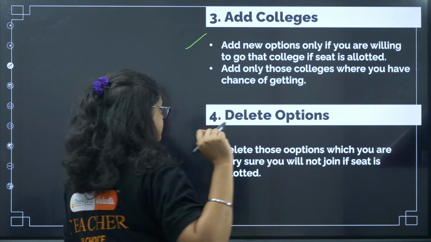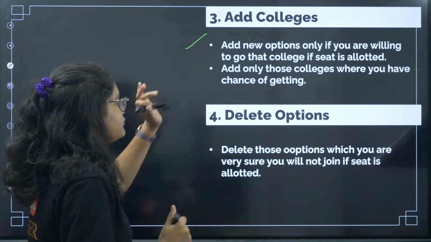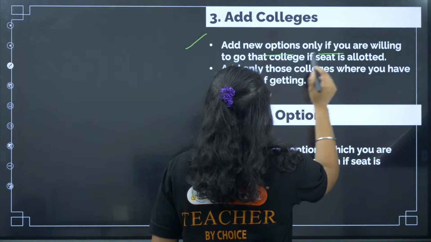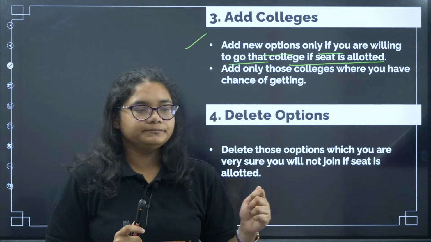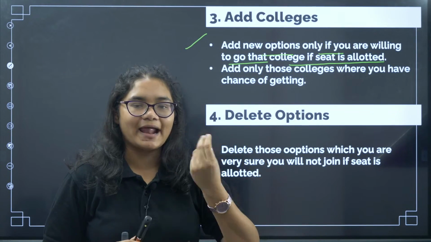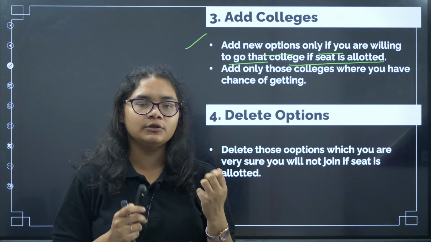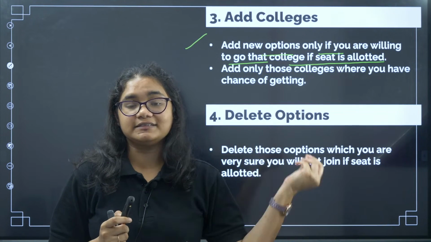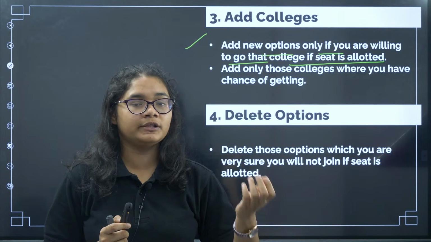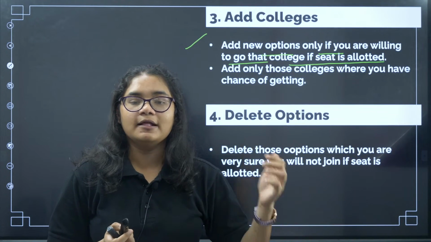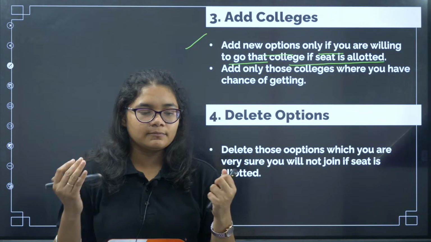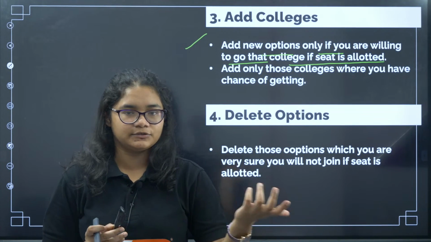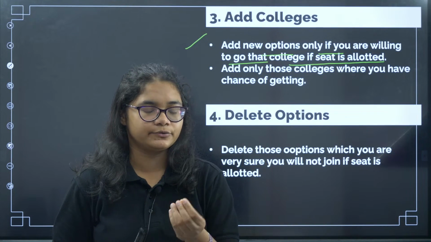Now see, if you want to add new options, add only if you are willing to go to that college if the seat is allotted. So you should not add any college randomly. For example, if the seat is allotted in that particular college and you are very much interested, you will join, then only you add that college. Like for example, there is some college, NIE Mysore, National Institute of Engineering Mysore.